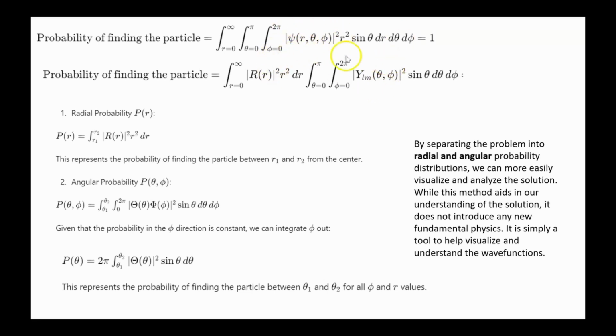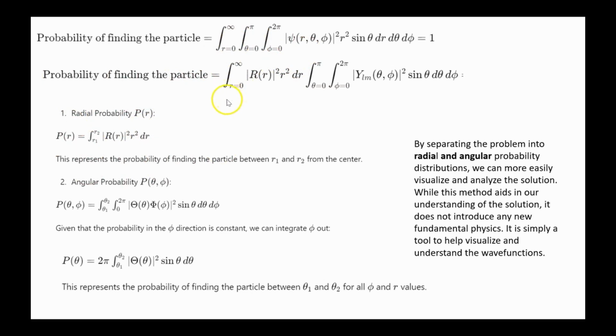In the particular problem that we're discussing, atoms on the periodic table, psi has a radial portion as well as an angular portion. So you can write psi squared times the volume element as r squared multiplied by the spherical harmonics squared, and you can separate this out into a radial portion as well as an angular portion. By separating the problem into radial and angular probability distributions, we can more easily visualize and analyze the solution. While this method aids in our understanding of the solution, it does not introduce any new fundamental physics. It's simply a tool to help visualize and understand the wave function. This portion turns into the radial probability distribution.